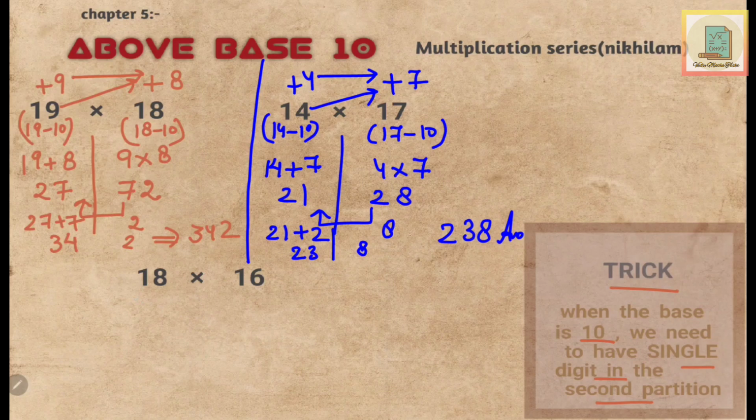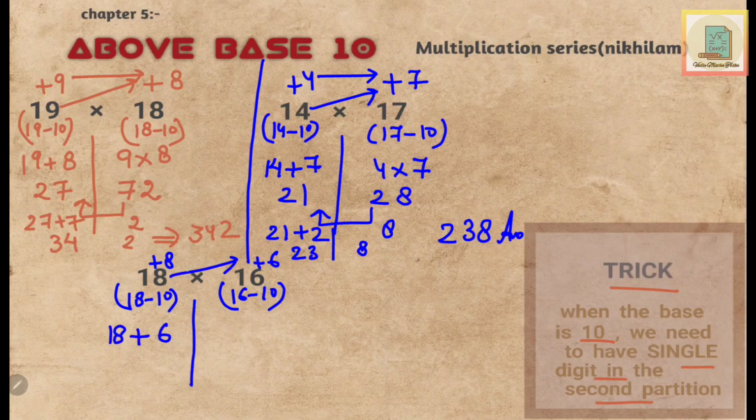Now let's understand the last question. So 18 multiplied by 16, find out the deviations. 18 minus 10, which gives you plus 8 as deviation, and 16 minus 10, which gives you plus 6 as deviation. Now make a partition. In the first partition, 18 plus 6, and in the second partition, multiply the deviations, which is 8 multiplied by 6. 18 plus 6 gives you 24, and 8 multiplied by 6 gives you 48.